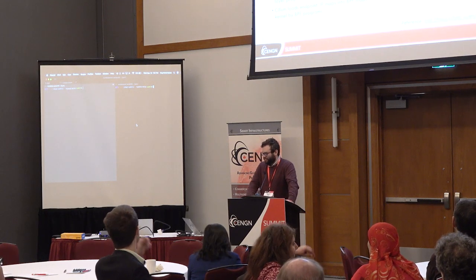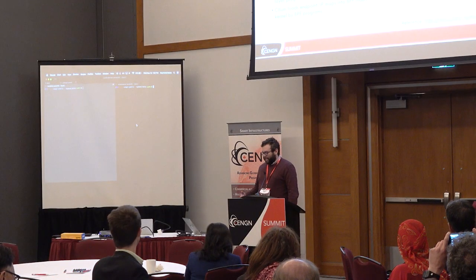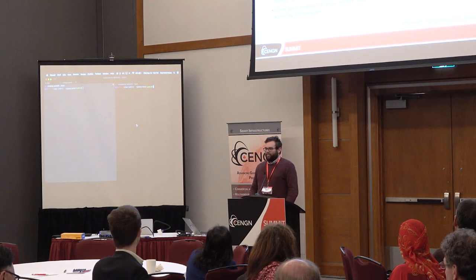So Cilium is a CNI plugin that implements a spec using eBPF and XDP as the underpinning technologies. eBPF stands for the Extended Berkeley Packet Filter. I'll get into that in the next slide to do a little bit of a history lesson there. XDP is the Express Data Path. XDP is used to enable Cilium to connect to a physical interface as close as a software layer networking plugin can get. So it will inject Cilium's implementation directly after the driver in the operating system. BPF programs allow for efficient packet processing running in the kernel. And then Cilium is also loading all of its endpoint IP mappings into BPF maps that are also living inside of the kernel and have fast access into them.